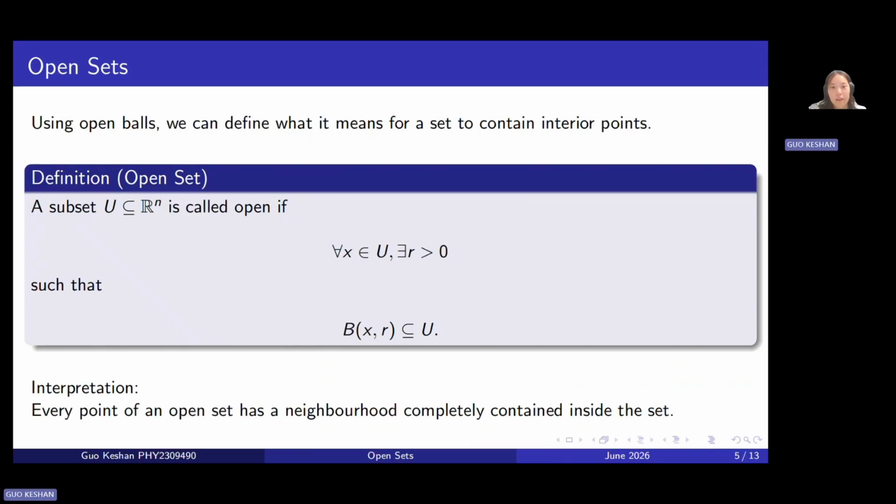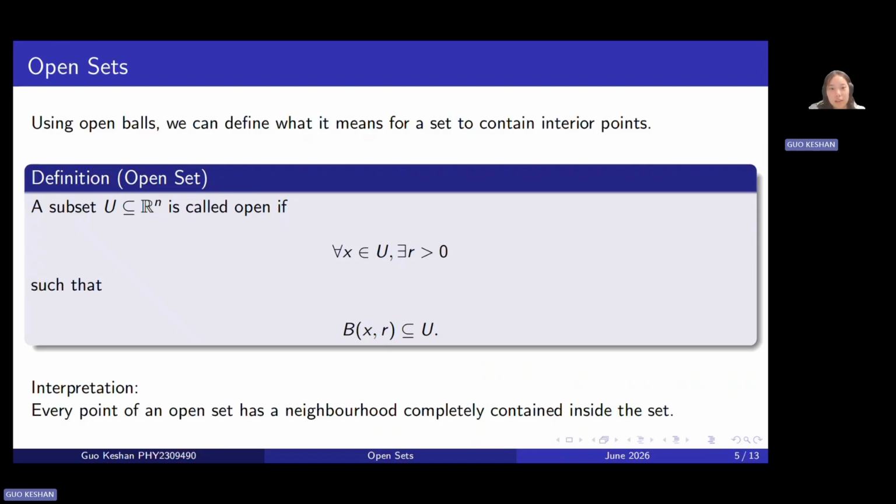Now we are ready to define an open set. A set is called open if every point inside the set has an open ball centered at that point that is completely contained within the set. Notice that the radius does not have to be the same for every point. Different points may have different radii. The important idea is that every point has some room around it without leaving the set.